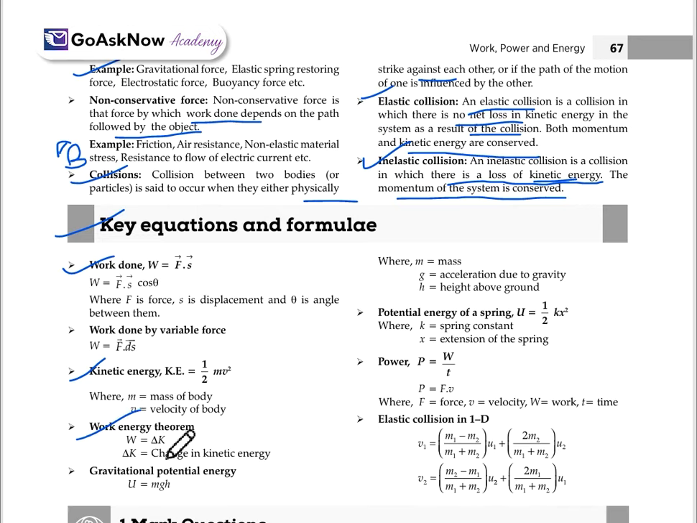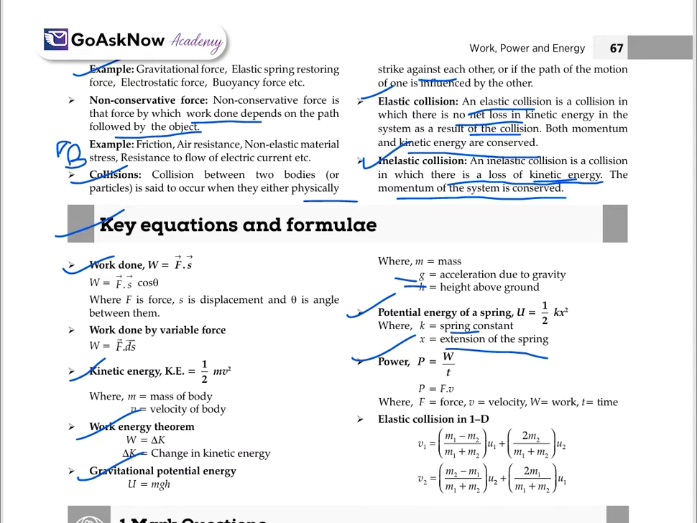Work is always equal to the change in kinetic energy. So W is equal to delta K. Gravitational potential energy U is equal to mgh, where m is the mass, g is the acceleration due to gravity, and h is the height above ground. Potential energy of the spring U will be equal to half k x square. K is the spring constant, x is the extension of the spring. Power P is equal to W upon t. We can write P is equal to F into v. F is the force, v is the velocity, W is the work, and t is the time.